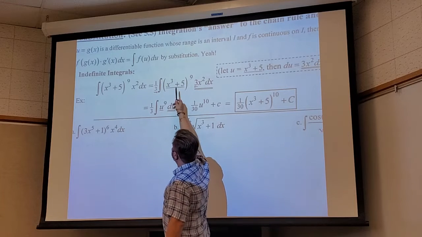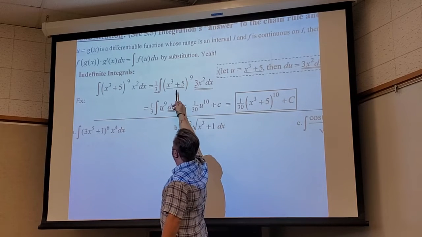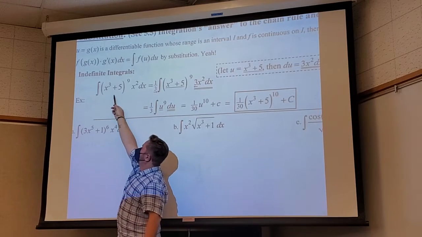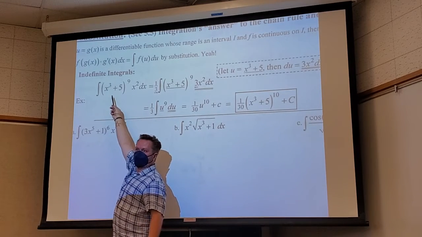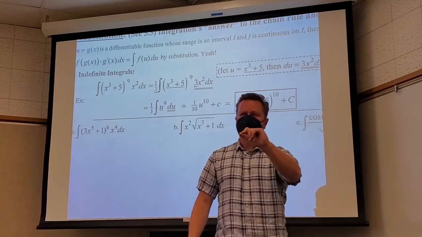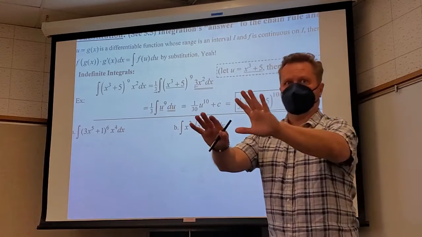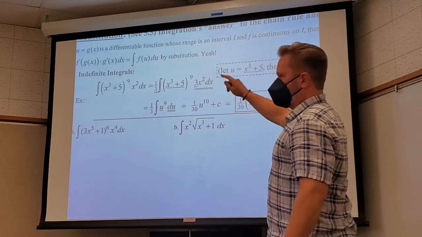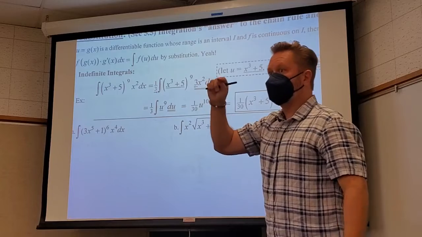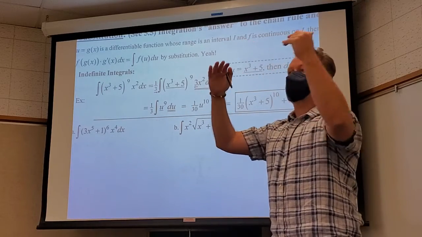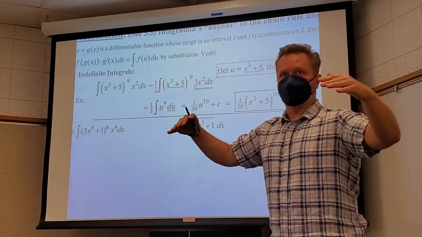Notice that the inside function, what is its derivative? 3x squared. And see how I don't care about the constant. Now listen, the derivative is 3x squared. But when I'm looking at an integral to see if u substitution will work, what I need is a function in there whose derivative is in there also.